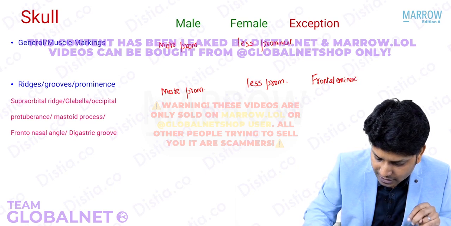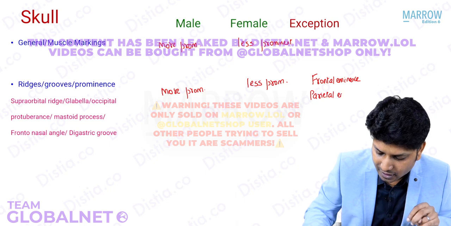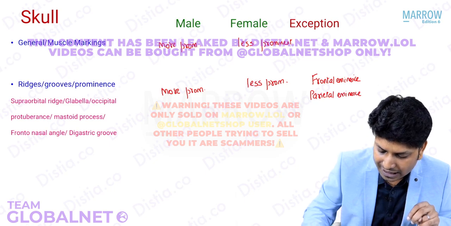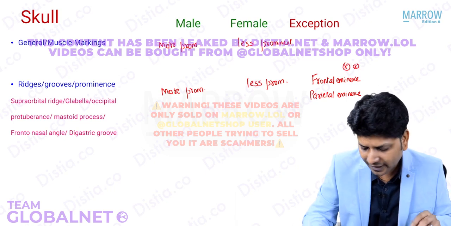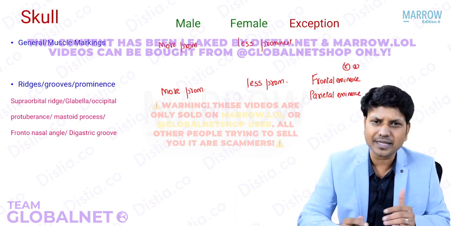Number one, frontal eminence. Number two, parietal eminence. These are the two eminences which are markedly seen among females. This point can be asked in the examination. This has already been asked multiple times in the examination.